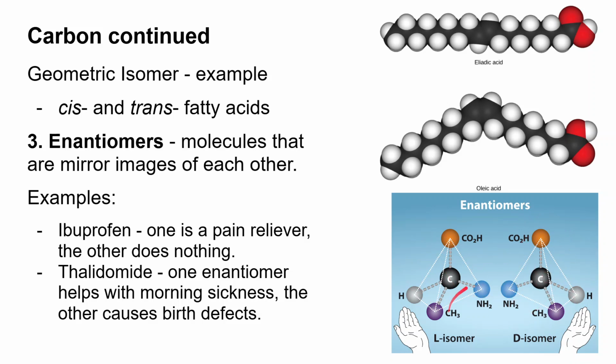All right? This means that you can have things that are almost exactly the same, except their shape is different enough that they have different functions. Example of this is ibuprofen.